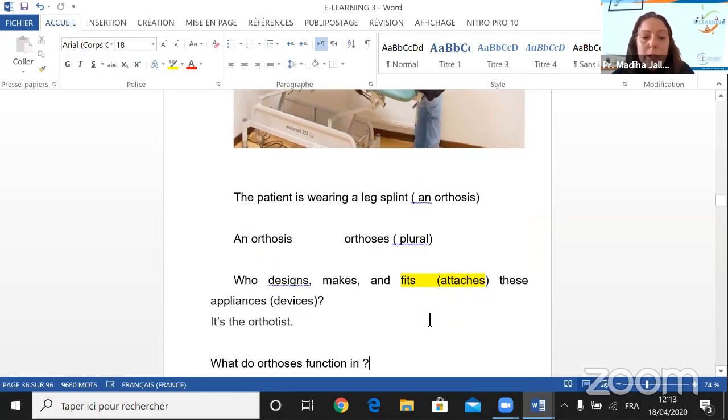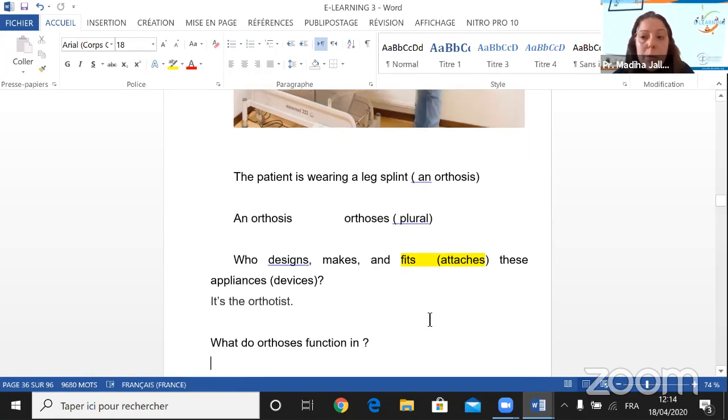And the question is, who designs and makes and fits and attaches these appliances or devices? The answer is the orthotist. We have the prosthetist and the orthotist. The orthotist makes orthoses, artificial replacements, and the orthotist designs and fits these appliances.